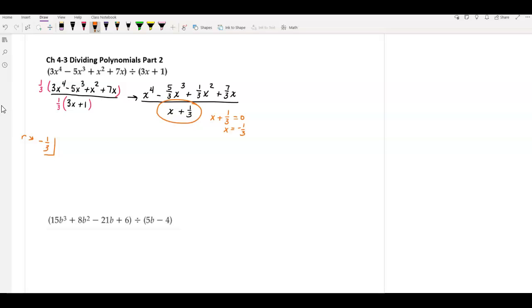Our leading coefficients are right up here. We have a 1, we have a negative 5/3, we have a positive 1/3, and we have a positive 7/3.